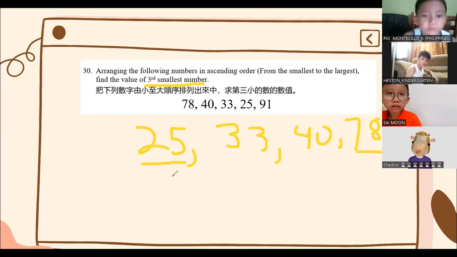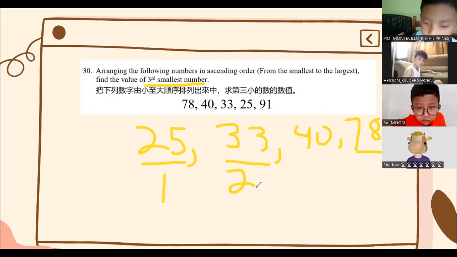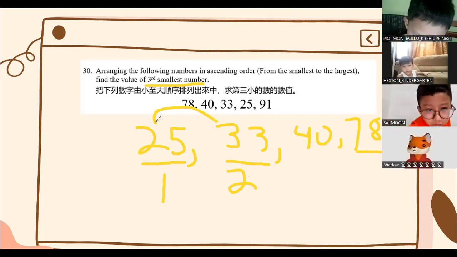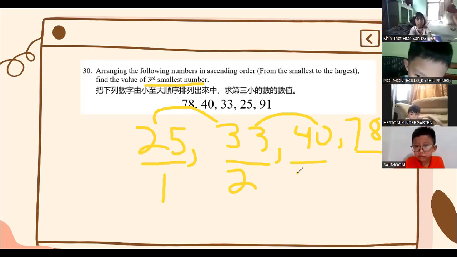So we're going to rank these. This is your first smallest one, of course. This is the second smallest because it's next to the first smallest, and then we continue. This is your third smallest.